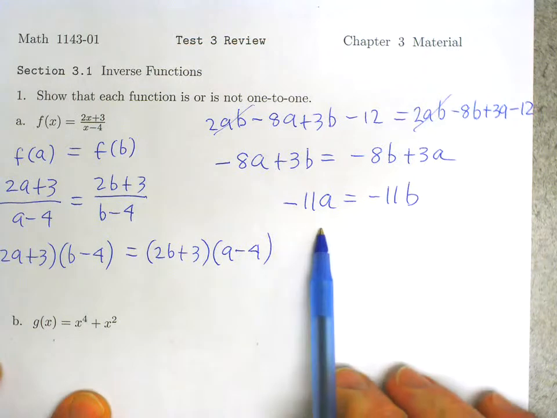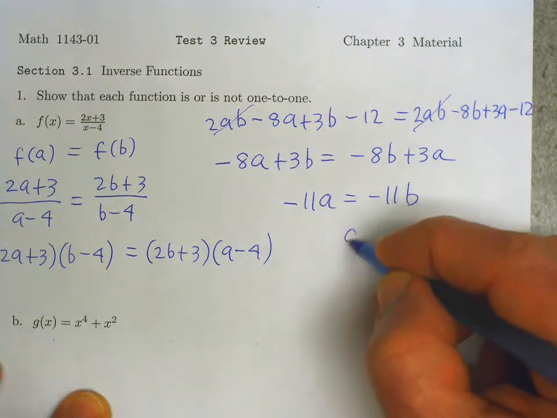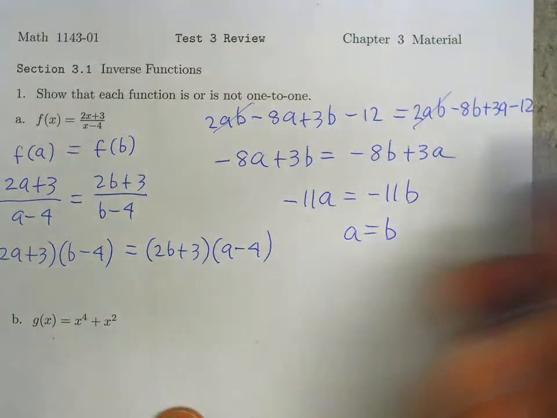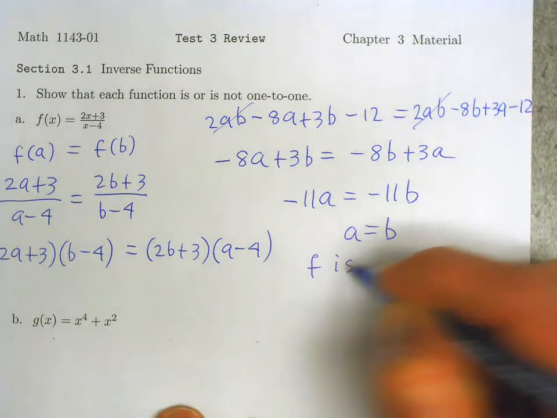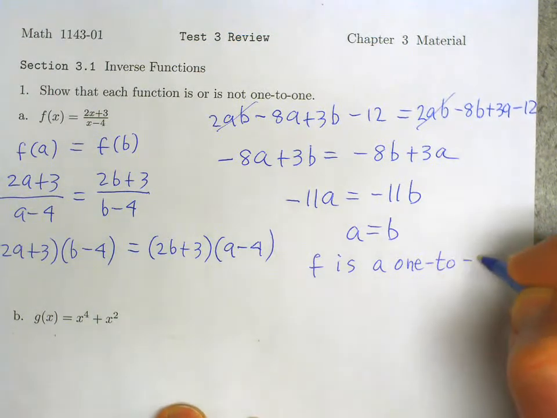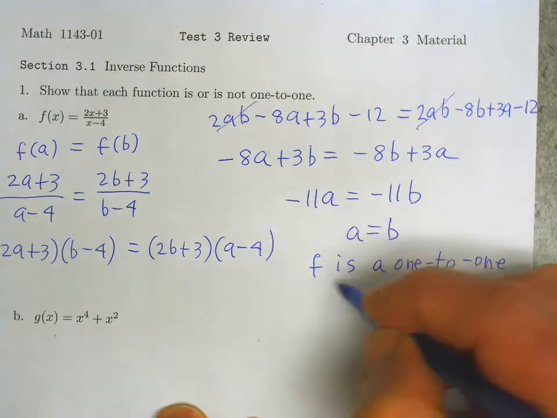And then finally divide both sides by negative 11. We get a equals b. So this shows that f is a one-to-one function. That means that its inverse is also a function.